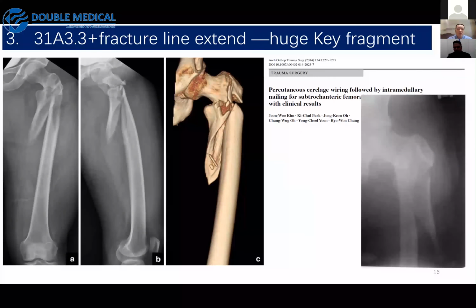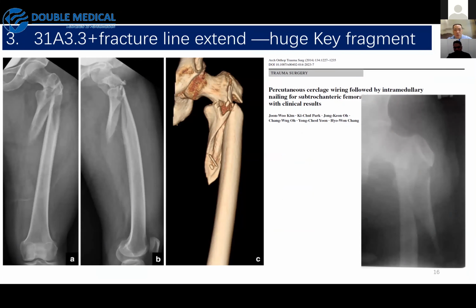The third, if the fracture line extends to the diaphysis and also has a huge key fragment, we need to do augmentation, such as wiring, to have a good reduction.